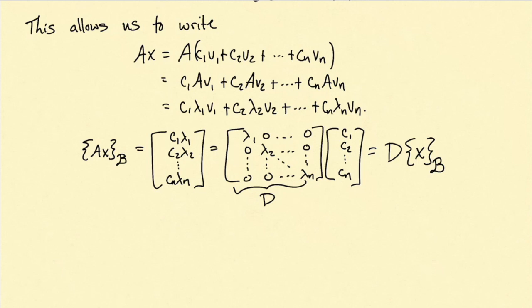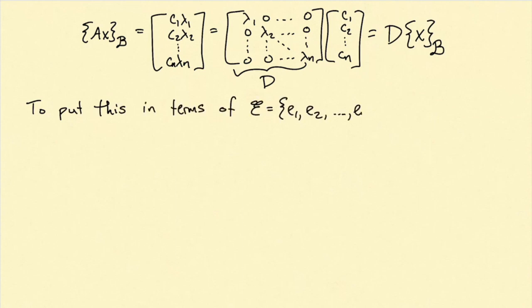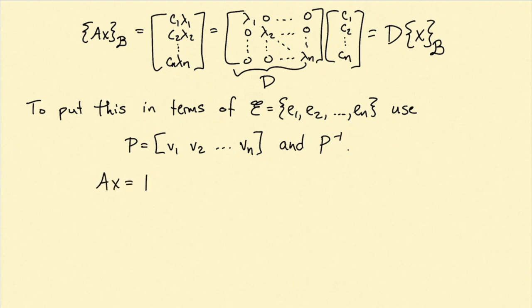Our intuition for space is tightly linked to the standard coordinate system. So it is customary for us to express this relationship in terms of the standard coordinate system. And we can do this using the change of basis matrix, P, whose columns are the basis elements, and its inverse. We can recognize that Ax is the result of taking Ax written in the coordinates for B and multiplying it by the matrix P.